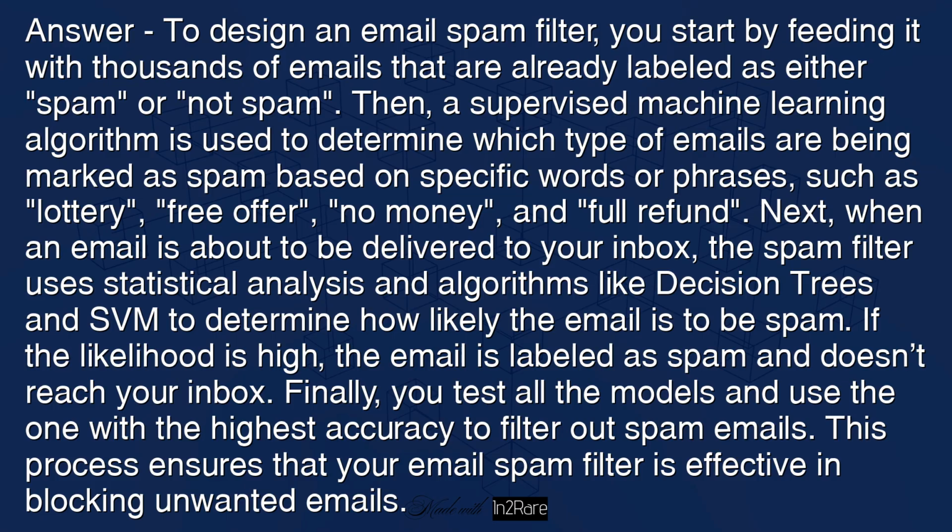Next, when an email is about to be delivered to your inbox, the spam filter uses statistical analysis and algorithms like decision trees and SVM to determine how likely the email is to be spam. If the likelihood is high, the email is labeled as spam and doesn't reach your inbox. Finally, you test all the models and use the one with the highest accuracy to filter out spam emails. This process ensures that your email spam filter is effective in blocking unwanted emails.